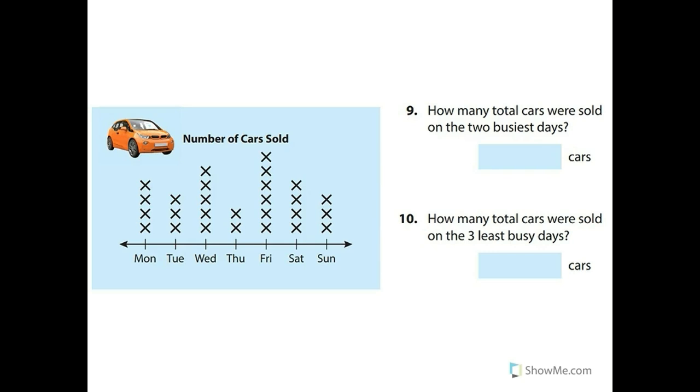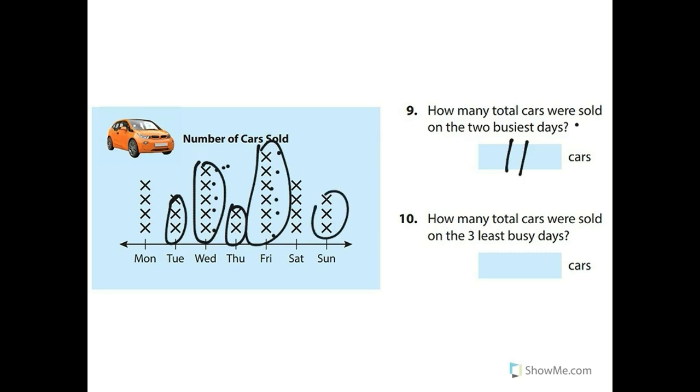All right, so how many total cars were sold on the 2 busiest days? Well, we got Wednesday and Friday, right? Because these two were the ones that they sold the most of. So 1, 2, 3, 4, 5, 6, 7, 8, 9, 10, 11 cars sold on the 2 busiest days. The 3 least busiest days. Well, which ones did they sell the least? We've got 2 on Thursday, 3 on Tuesday, 3 on Sunday. So 3, 6, 8 cars.